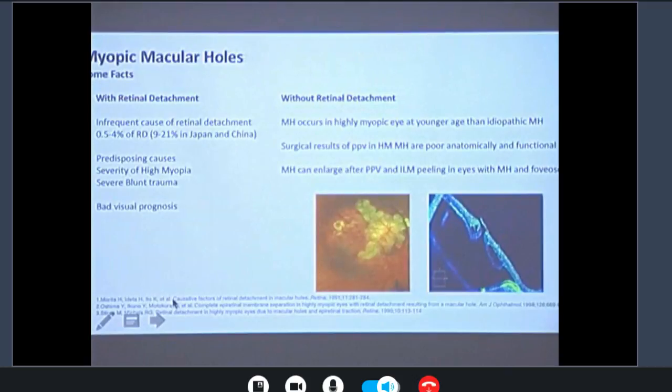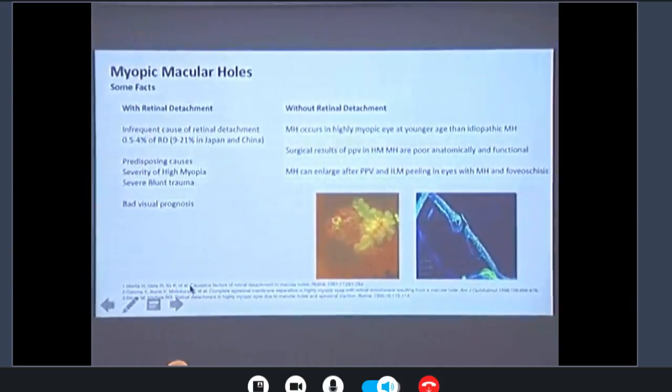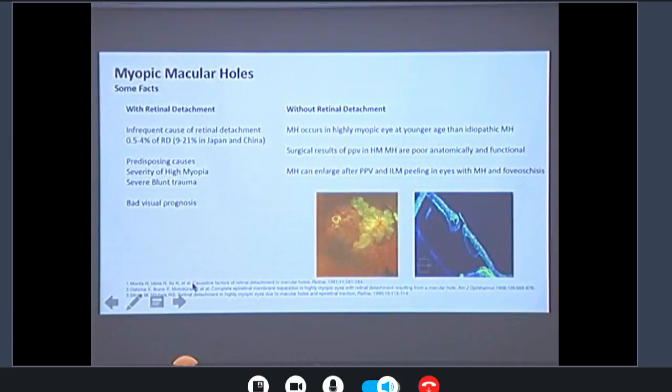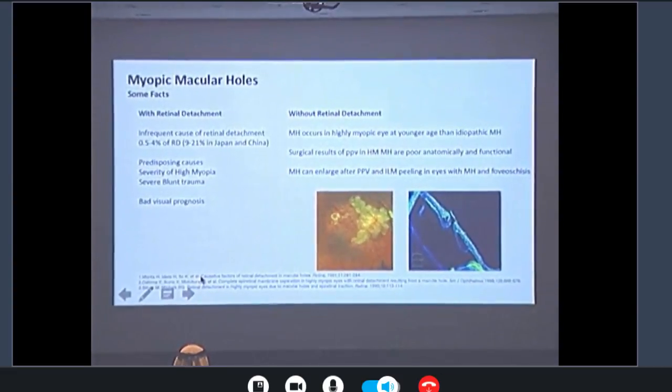Here are some facts about myopic macular holes. It is a cause, as I told you, of retinal detachment. It's quite infrequent, except in the Asian population. It's about 0.54% cause of retinal detachment in the Caucasian, but up to 21% in the Japanese and Chinese population. I have no idea about the statistics in Saudi Arabia, but we encounter several high myopes with this condition.